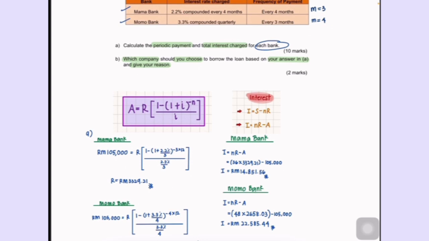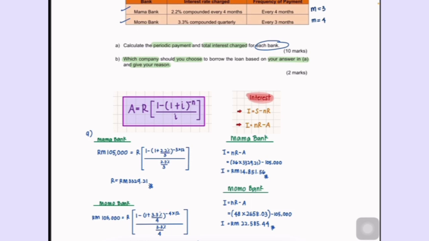The question has given your amount of A, so we will use this formula. For Mama Bank, RM 105,000 equals R, the amount that we need to find, times 1 minus bracket 1 plus 2.2% divided by 3 to the power of minus 3 multiplied by 12, and then we divide again by 2.2% divided by 3. This is I, which is I equal to K over M. So when you calculate, the answer will be RM 3329.21.